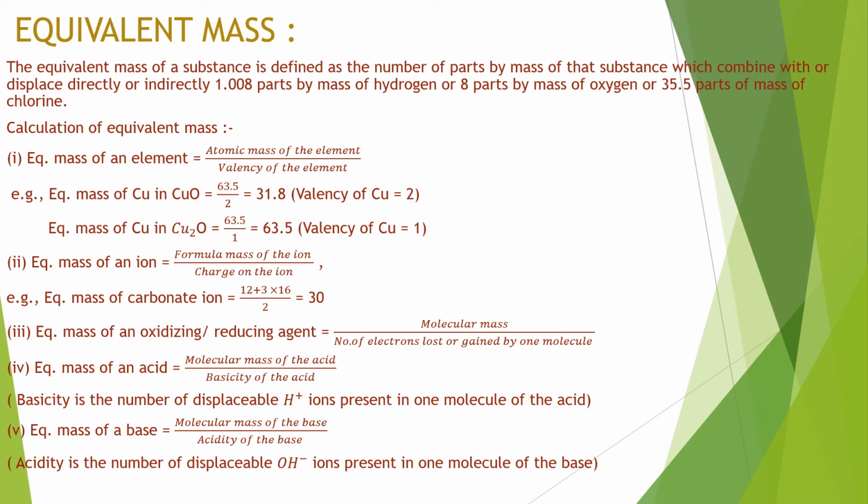Next, the equivalent mass of a base. It can be calculated by the molecular mass of the base divided by the acidity of the base. Acidity is the number of displaceable OH- ions present in one molecule of the base. So these are some of the formulas through which we can calculate equivalent mass. This term, equivalent mass, we will discuss later under the topic of normality. So let us proceed further.